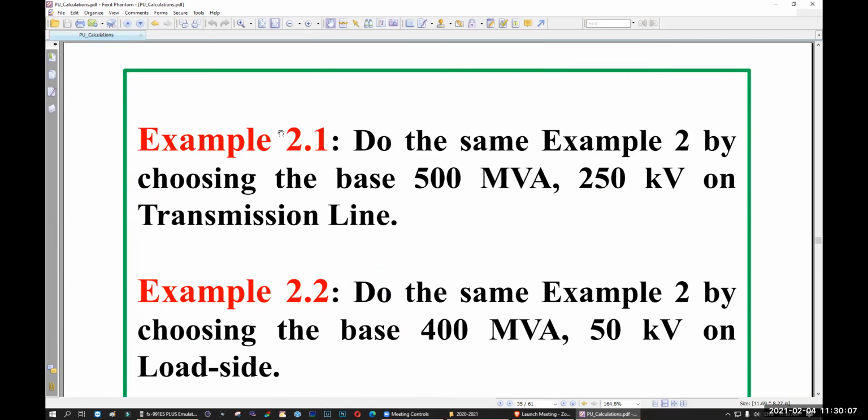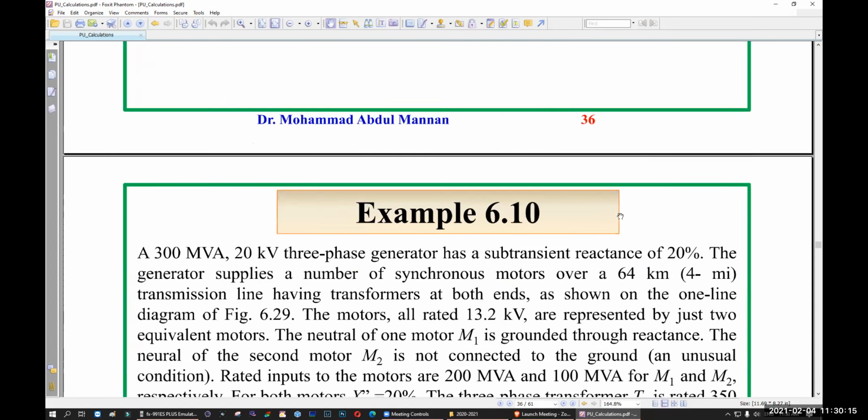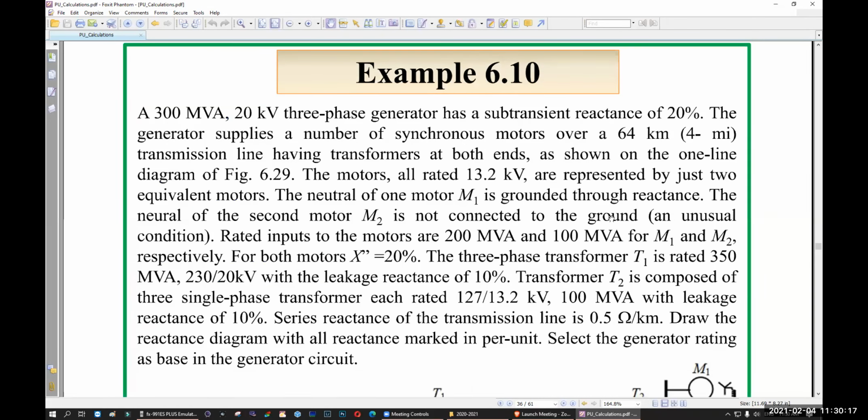Can you do it for example 2.1 and example 2.2? Okay, sir. Okay, do it at your home. Yes, sir. Now example 6.10, it is in our midterm syllabus. Okay, let me do it first.